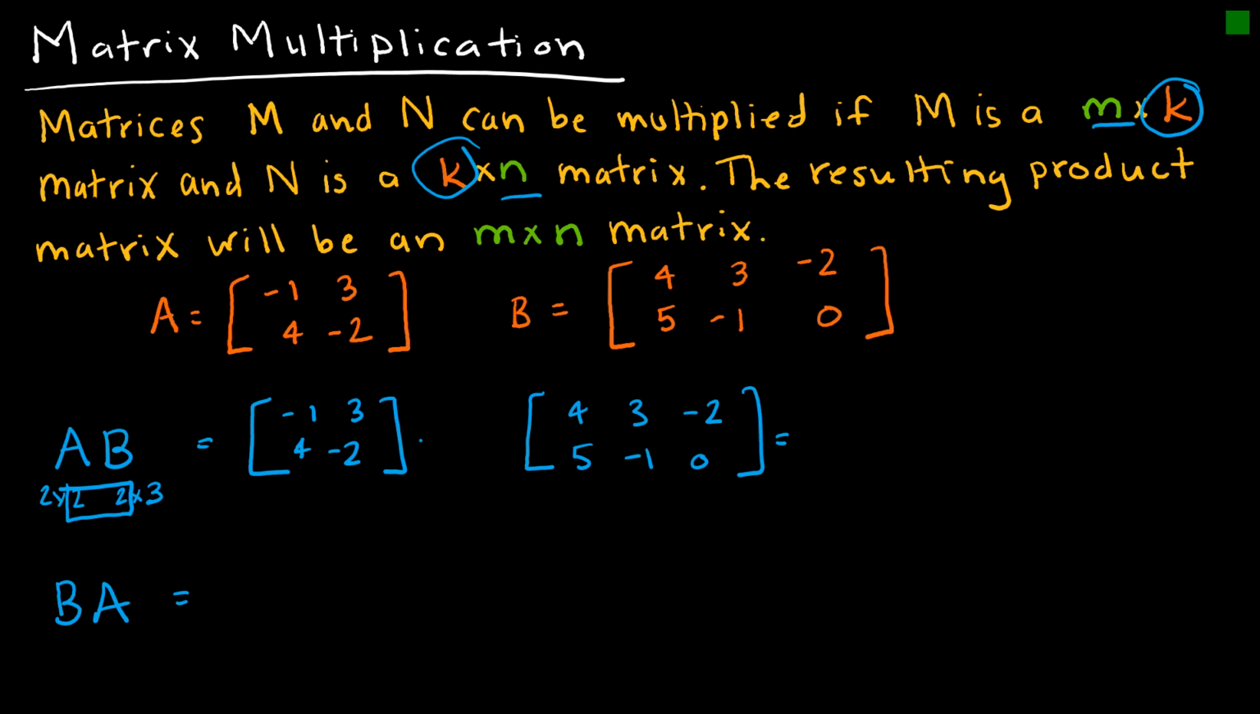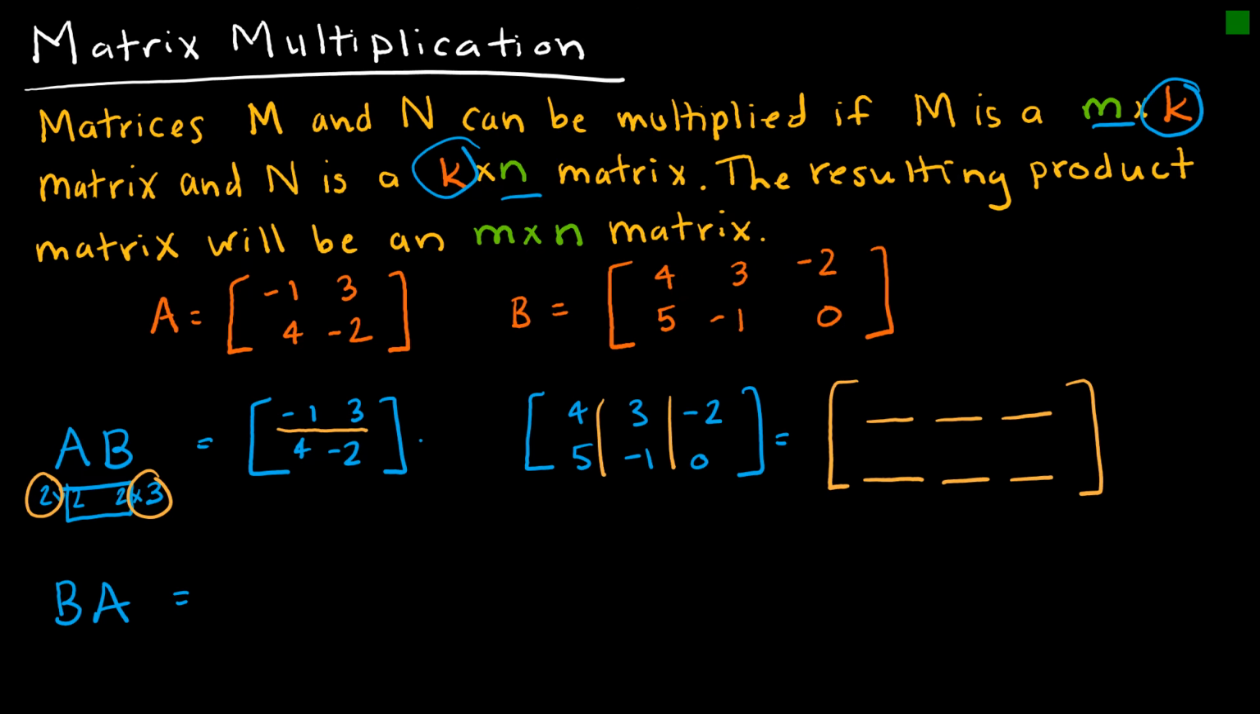I know that my resulting matrix is going to be 2 by 3, so I'm going to leave myself space for my 2 by 3 and then go from there. As I'm multiplying this, essentially what I want to do is take this row by these columns. So when I take row 1 times column 1, I should get my solution for row 1, column 1.